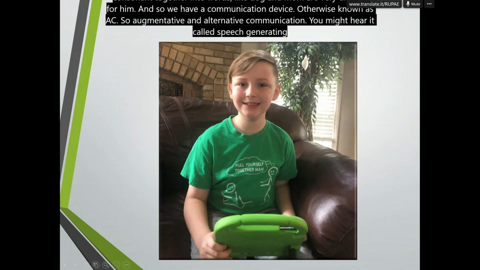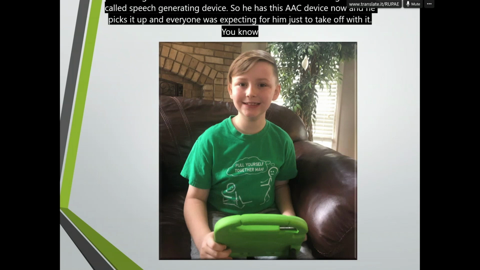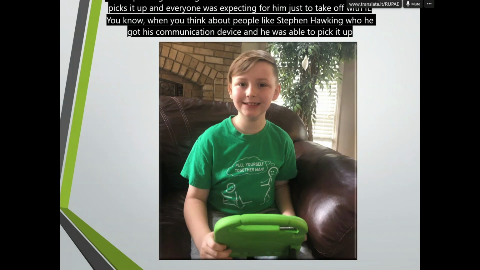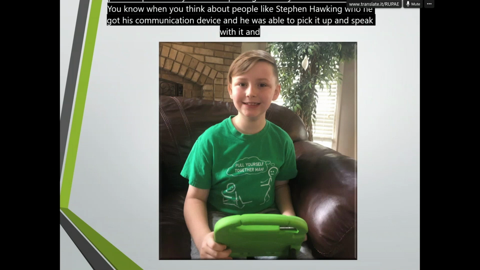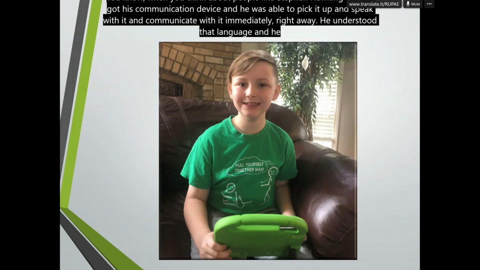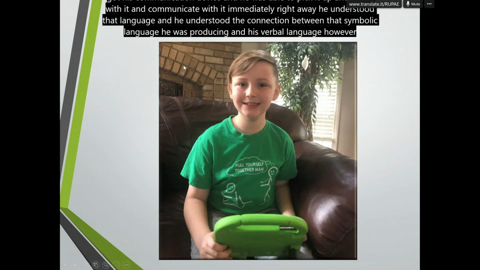So he has this AAC device now, and he picks it up, and everyone was expecting for him just to take off with it. You know, when you think about people like Stephen Hawking, who got his communication device and was able to pick it up and speak with it and communicate with it immediately, right away. He understood that language, and he understood the connection between that symbolic language he was producing and his verbal language. However, my little Joey, he didn't understand that.